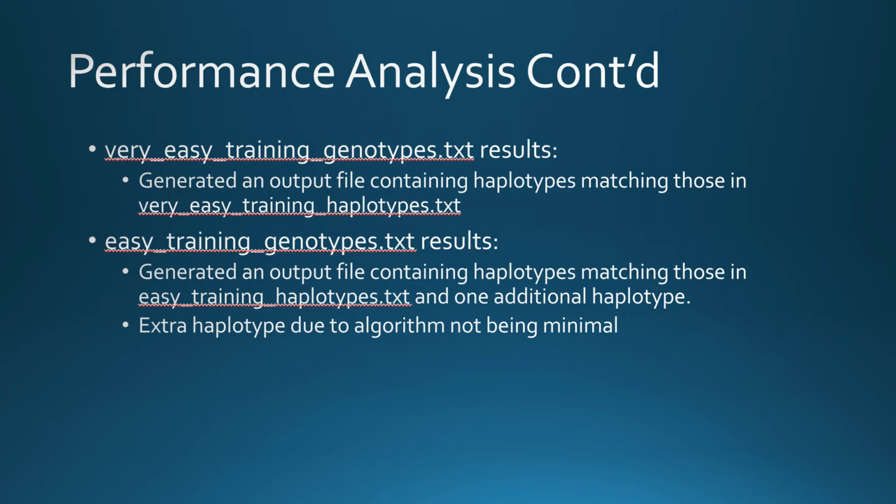However, there was one additional haplotype. There were 15 in the example file, and I generated 16. 15 of mine matched exactly with the 15 in the example file, but I had one extra haplotype. I believe the reason for this is that when I'm scanning through the list of ambiguous genotypes, I don't keep track of how many haplotypes I've added per genotype, so there's the potential that it's not a completely minimal algorithm, and there's the potential of adding extra haplotypes and finding more haplotypes. It just scans through one time and finds however many haplotypes that it can find.